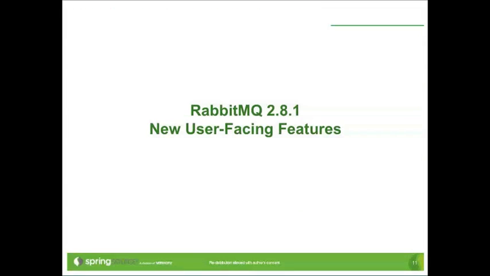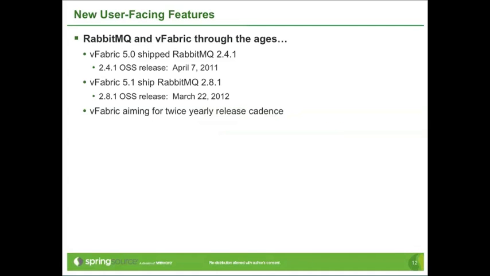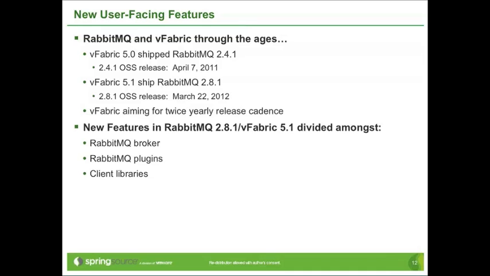Finally, let's move on into looking at the actual new features that are exposed directly to the user in the new 2.8.1 version of RabbitMQ. First, we'll quickly review the history of Rabbit, and particularly the history of Rabbit in the VMware vFabric product suite. So vFabric 5.0, which was the first vFabric release, shipped RabbitMQ 2.4.1. The open source release of 2.4.1 was from April of 2011. vFabric 5.1 ships 2.8.1 of RabbitMQ, and that open source release of Rabbit was shipped in March of 2012. Going forward, VMware aims to release the vFabric suite twice yearly, and that should minimize the skew between the open source versions and the versions shipped officially in the vFabric suite.